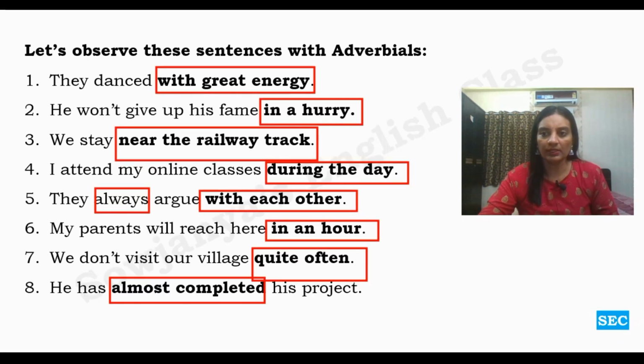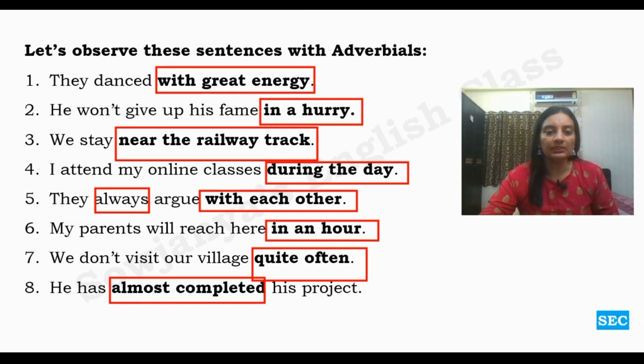If you observe these sentences: they danced with great energy. It is telling us about the manner of the work done. How did they dance? With great energy. He won't give up his fame in a hurry. Not for simple reasons. To what extent won't he give up? He will never give up his fame.